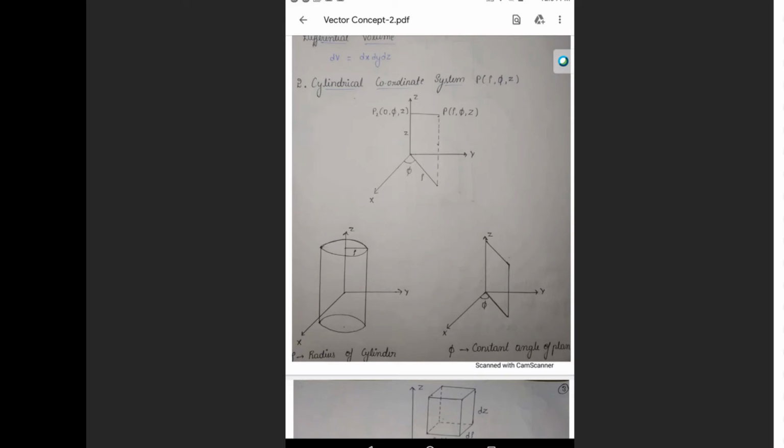How do you indicate rho? From the origin, the line and the x-axis angle is denoted as phi. Z is the distance measured parallel to z. And from this rho line, you draw parallel to the z-axis and a perpendicular from z, which will give you the point P.